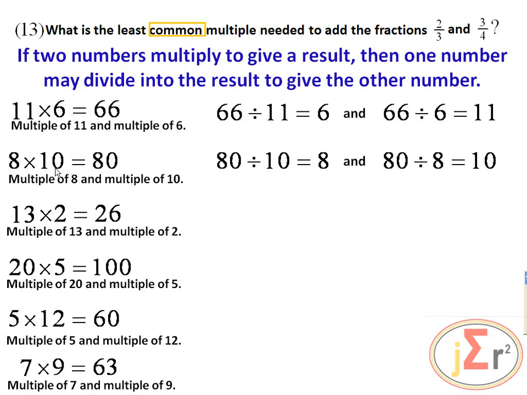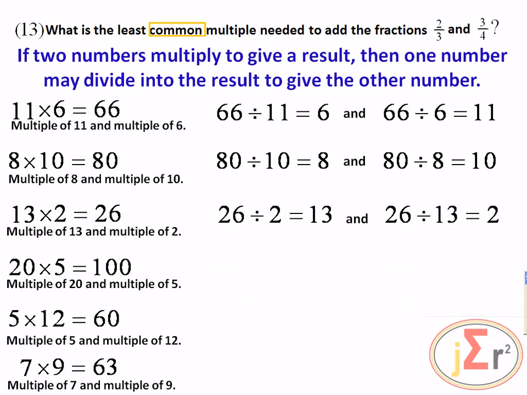8 times 10 is equal to 80. So 80 divided by 10 is equal to 8, and 80 divided by 8 is 10. What about this one? 13 times 2 is equal to 26. 26 divided by 2 will give what? 13. Right. And 26 divided by 13 will give? 2. Okay. There you have it.